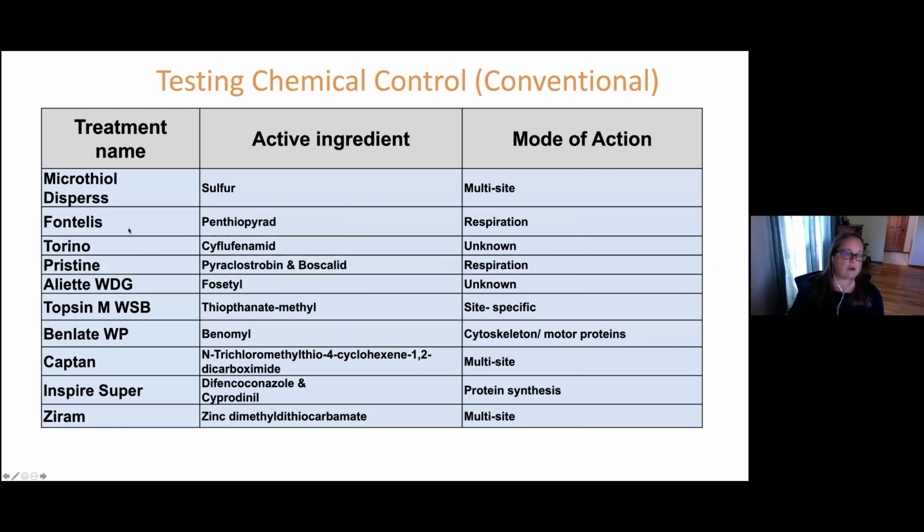We had sulfur, we had Pristine. This was basically a group of chemical controls that growers had suggested to us that we try, and these were our conventional. So we had something like 10 different ones, ranging from multi-site to specific site action as well.